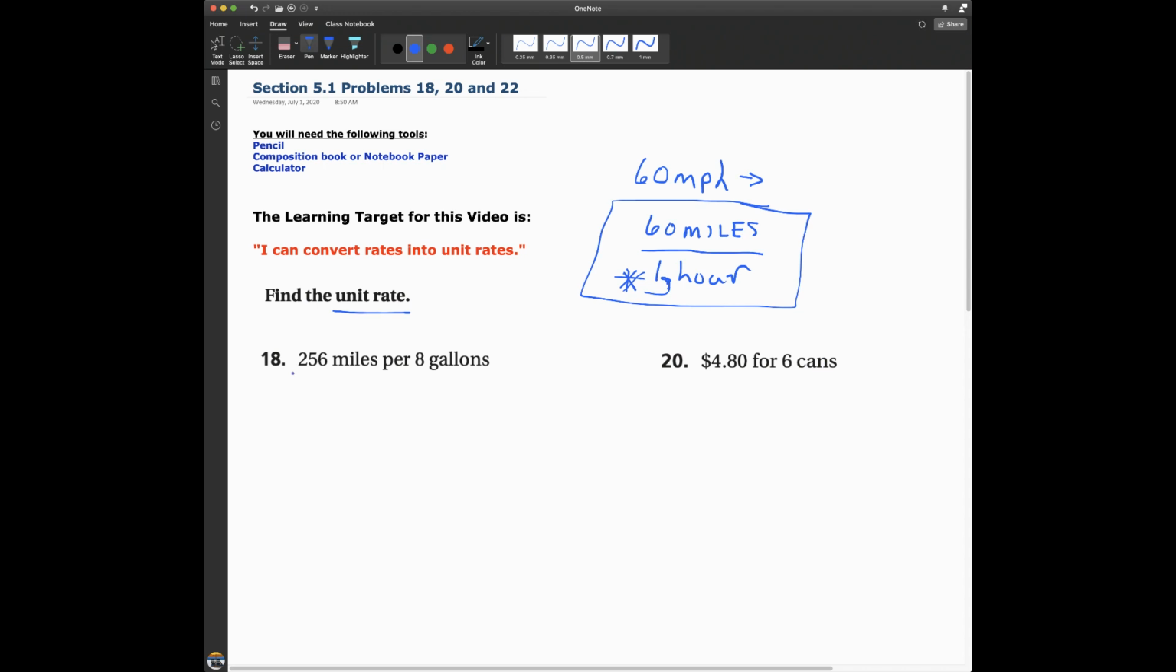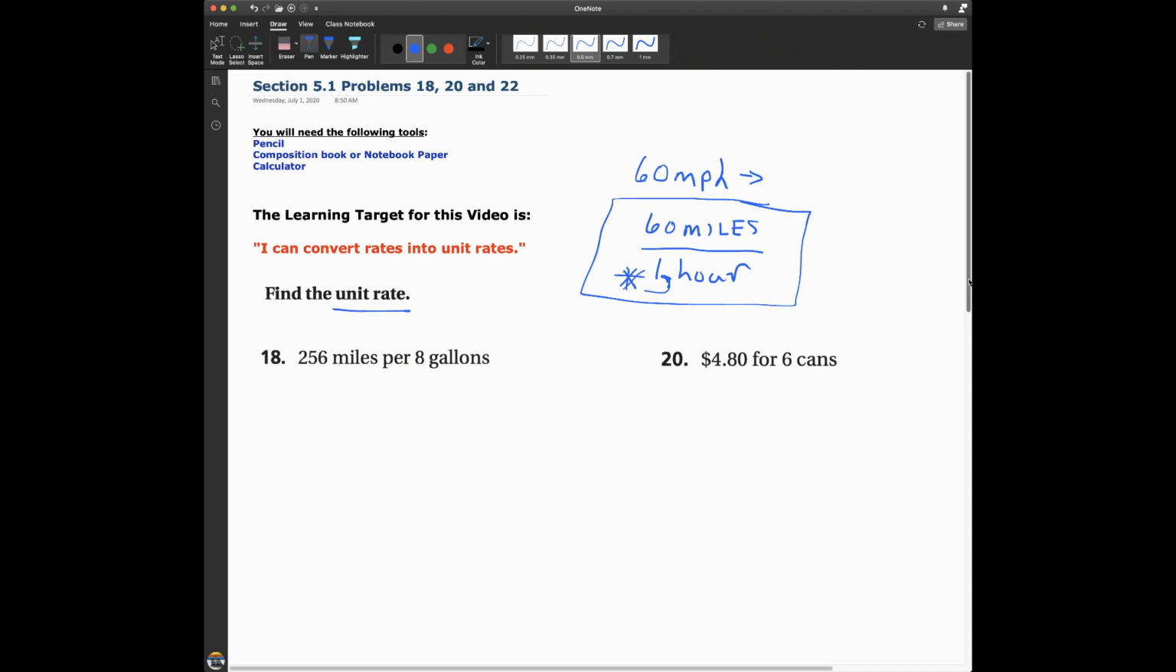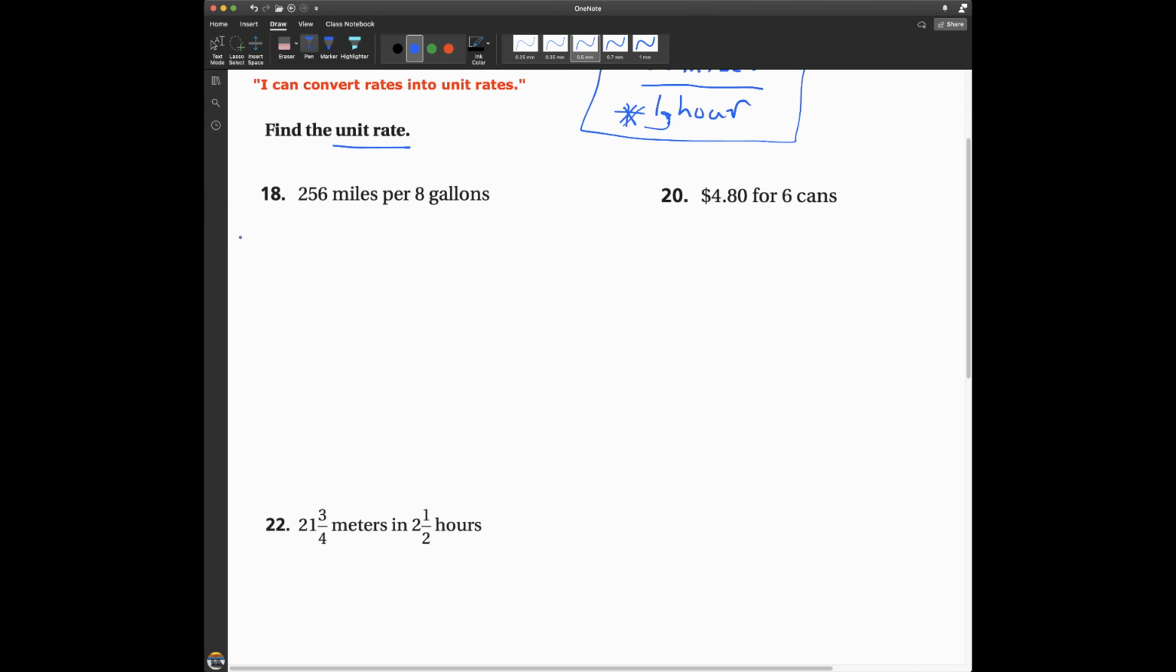Okay, so let's look at problem 18. What do we need to do? Well, first let me write it down. I have 256 miles for every 8 gallons. I'm going to write GAL for gallons. What I want is a unit rate. So that means I want to know how many miles can I go on 1 gallon of gas.